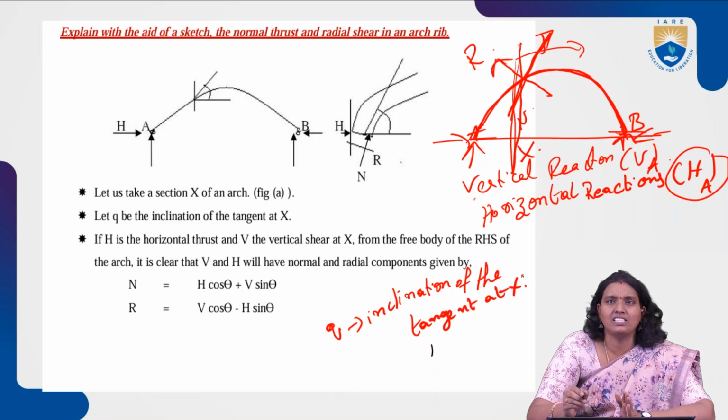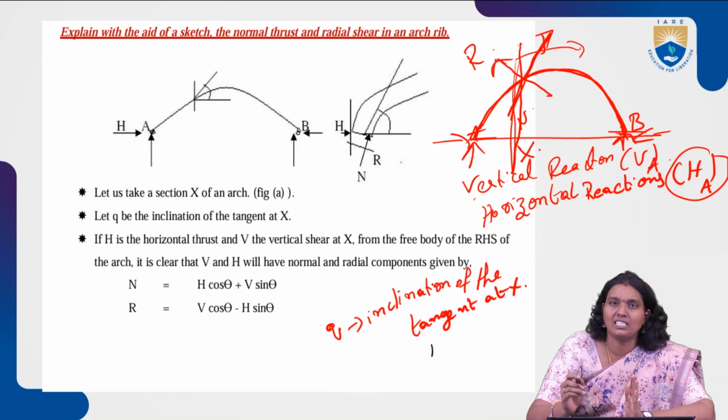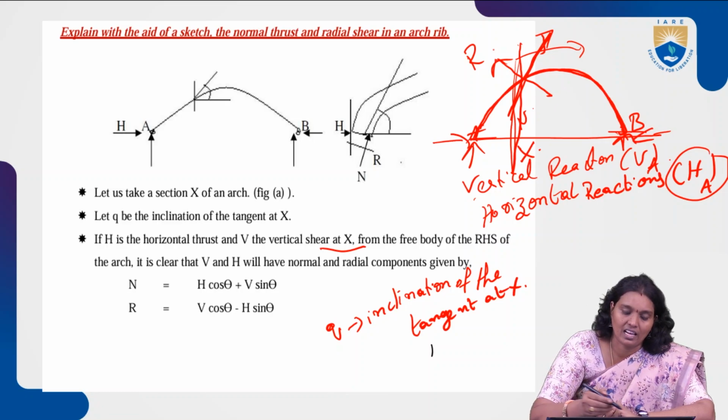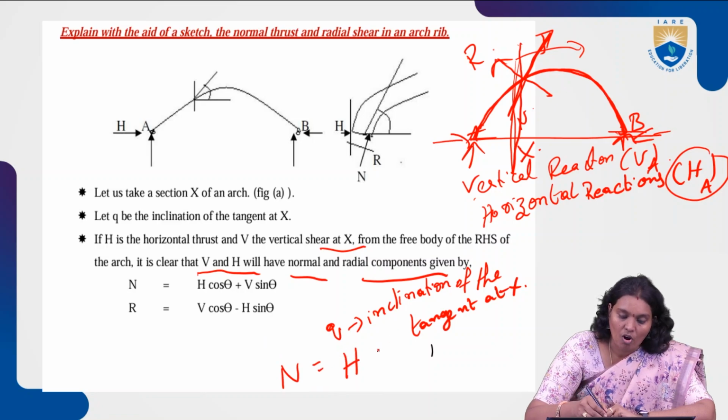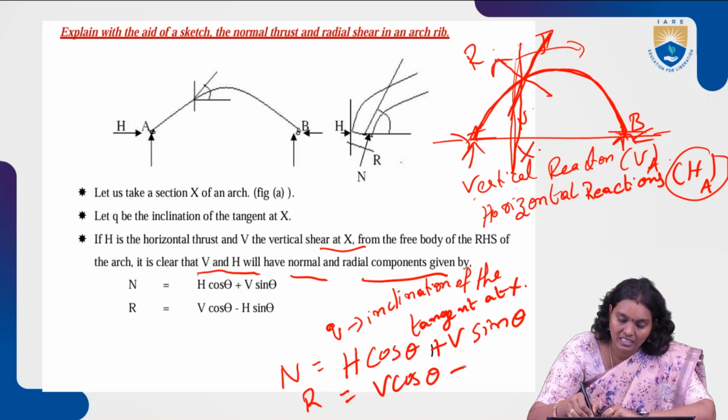So if H is the horizontal thrust and V is the vertical shear at that particular section where we consider, that is X, then from the free body of the right hand side of the arch, it is clear that V and H will have normal and radial components given like this. N, the normal thrust, is equal to horizontal thrust multiplied by cos theta plus vertical shear sin theta, and the radial shear is equal to V cos theta minus H sin theta.